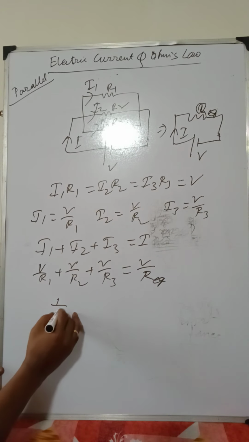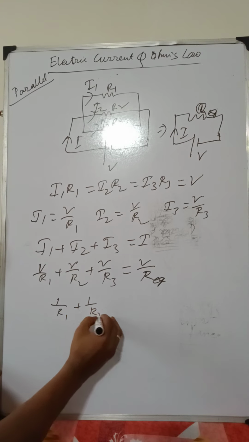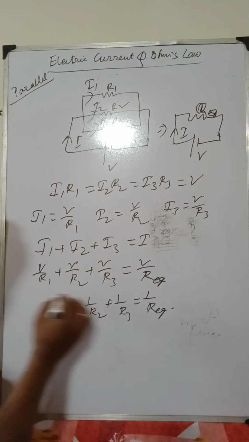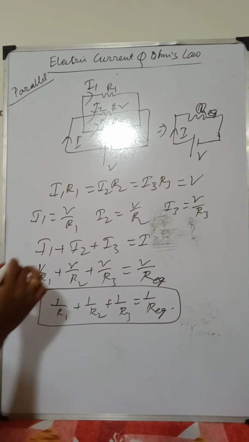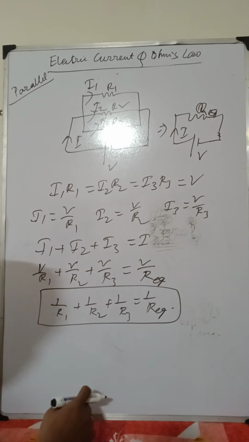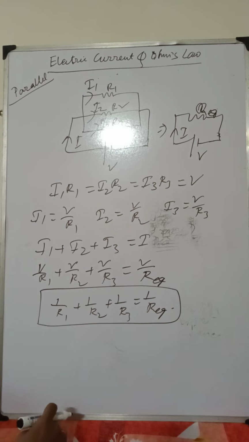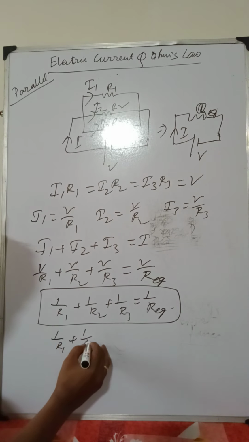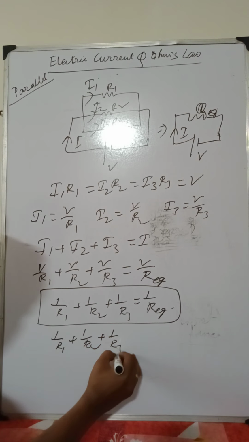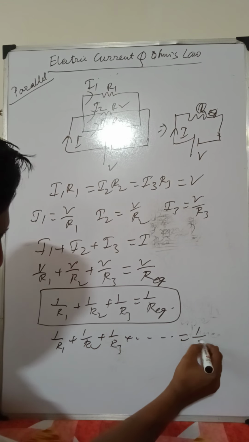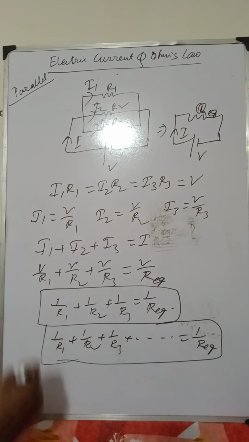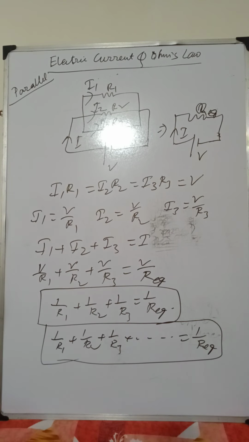So we get 1 by R1 plus 1 by R2 plus 1 by R3 equals 1 by R equivalent. This is the expression of equivalent resistance for the parallel combination. And again, if we take a number of resistances, we can write 1 by R1 plus 1 by R2 plus 1 by R3 plus dot dot equals 1 by R equivalent. This is for a number of resistances. Suppose we take n number of resistances, more than 3 or 4, n. This is the equivalent resistance for the parallel combination.